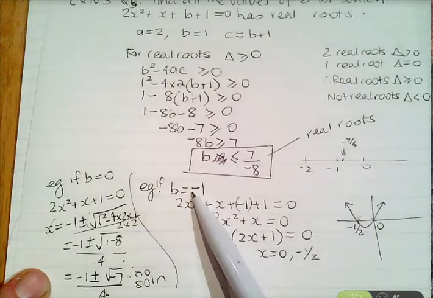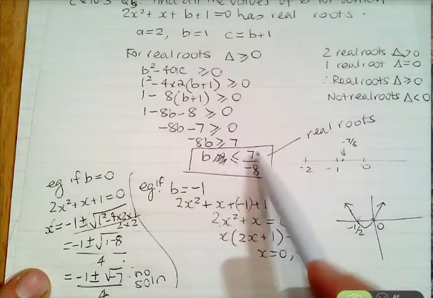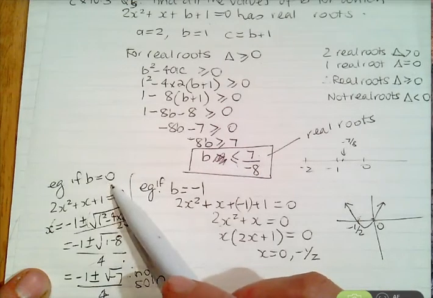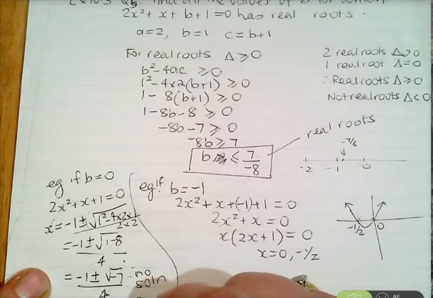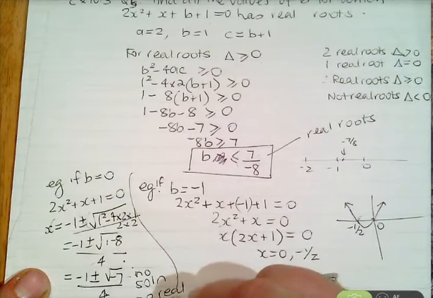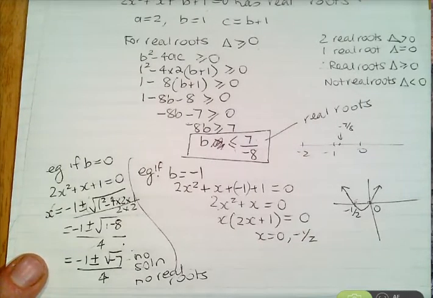And I did an example here. If b was -1, I do have real roots. But if b is greater than -7/8, for example, if b is 0, I get that my discriminant is negative, no solution, therefore no real roots. Okay? So that's just giving you an interpretation of the answer as well.